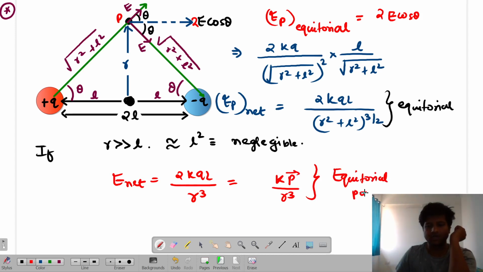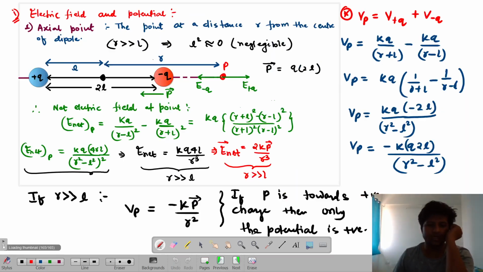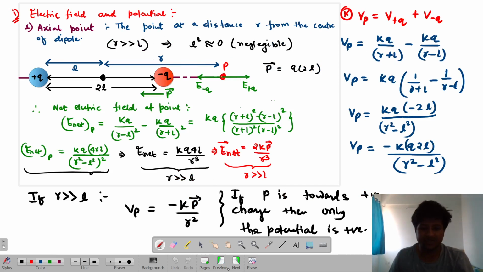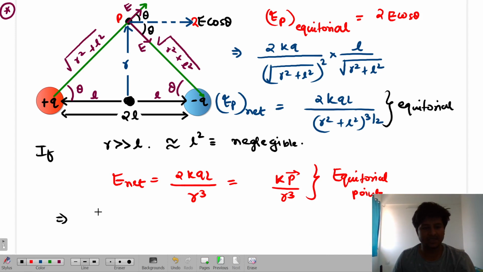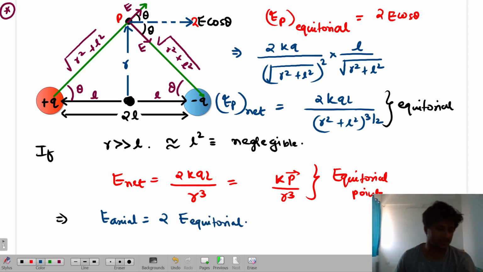So what you got to know is that when I am going away from the axial point towards the equatorial point, my value of electric field is basically decreasing. It's not increasing. It's decreasing. And you can write that relation: E axial is basically twice times E equatorial. Is that clear?